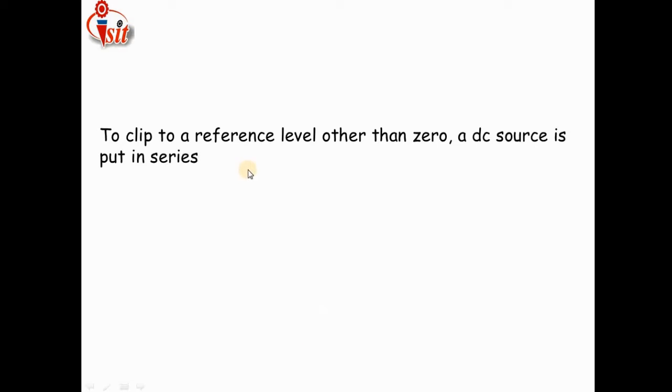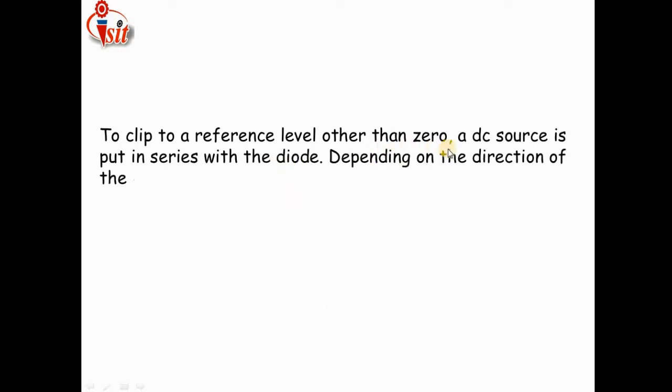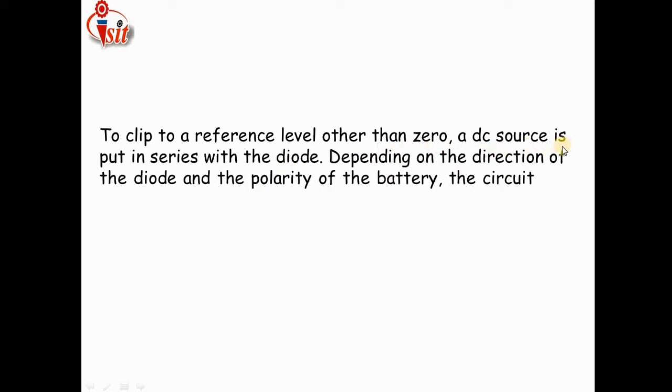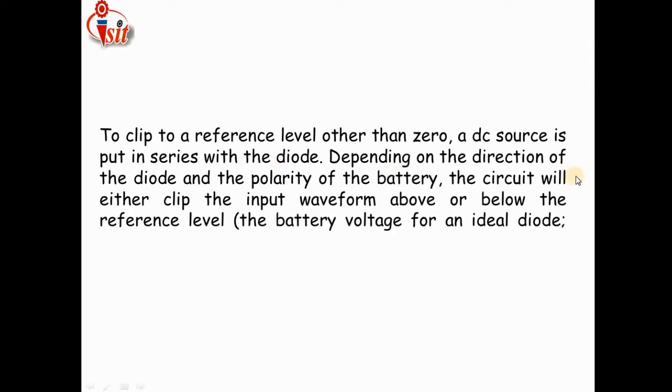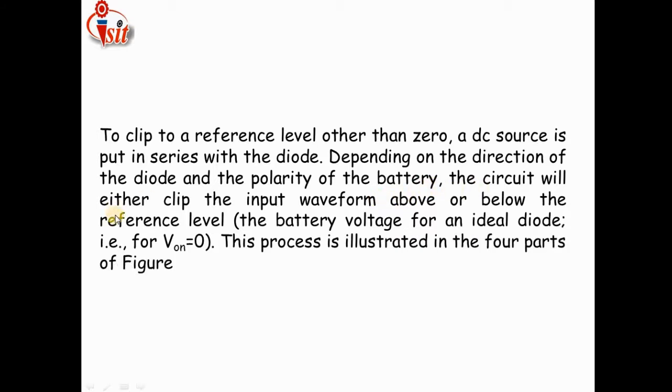It can also be used to clip at a reference level other than 0, where a DC source is put in series with the diode. Depending upon the direction of the diode and the polarity of the battery, the circuit will clip the input waveform either above or below the reference level. The battery voltage is considered for an ideal diode, that is, for V equal to 0. This process is illustrated in the four parts of the figure.